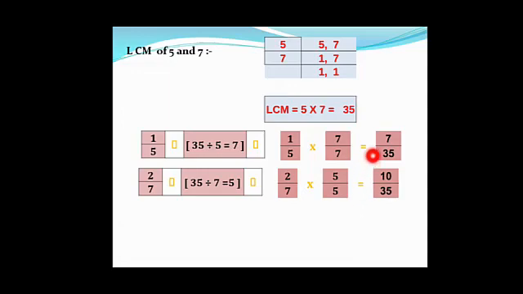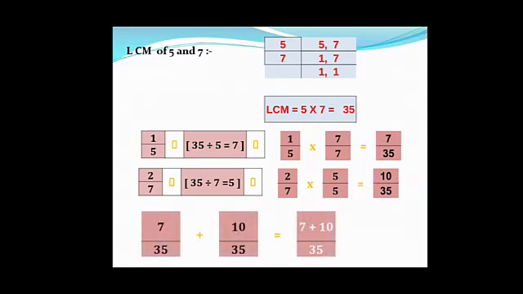So here we can see that the denominators are the same, so we will add only the numerators. So 7 plus 10 upon 35. We will write the denominator as it is. So 17 upon 35. So the answer is 17 upon 35 part of the book completed reading by Amit.